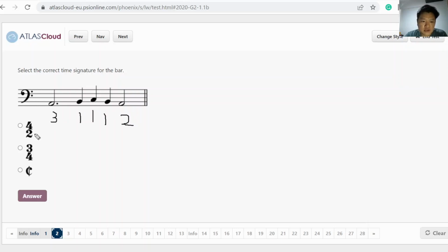Okay, let's look at the time signatures. 4/2, yes, because 4/2 stands for 4 minims in the bar, so you get 8 beats here. 3/4 means 3 crotchets in the bar, so it's 3 counts only.